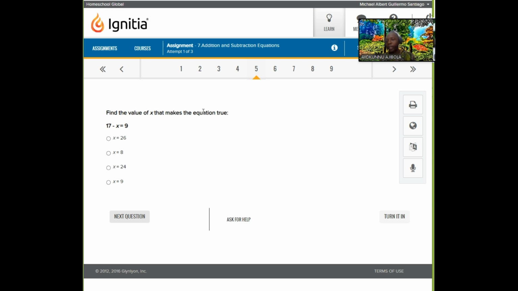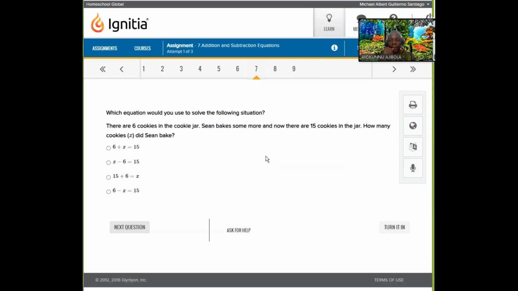Yes. Find the value of x that makes the equation true. Okay, that means take x to this place and take 9 to this place. So what is 17 minus 9? That should be 8, okay? Then find the value of x that makes the equation true. What will you add to 3 to get 4? That's 1. Is that clear?